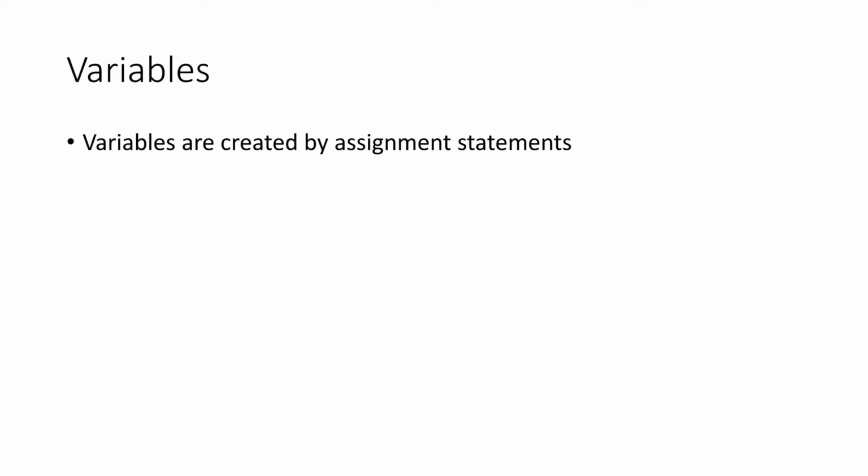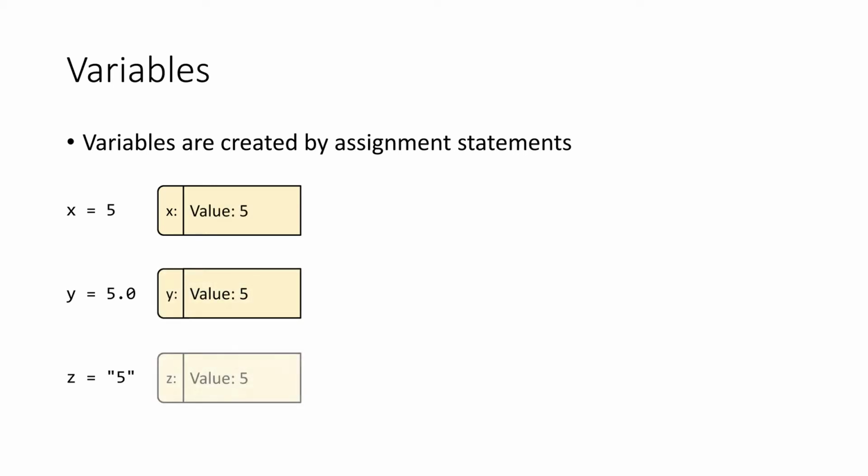Assignment statements are used to create variables in Python. We commonly visualize an assignment statement as creating a box with a label on it that holds a value. This is an effective visualization, but it's important to remember that, in addition to holding a value, a variable also keeps track of the type of the value that is stored in it. For example, these three assignment statements all create variables that store the value 5, but the first holds 5 as an integer, the second holds 5 as a floating point number, and the third holds 5 as a string.